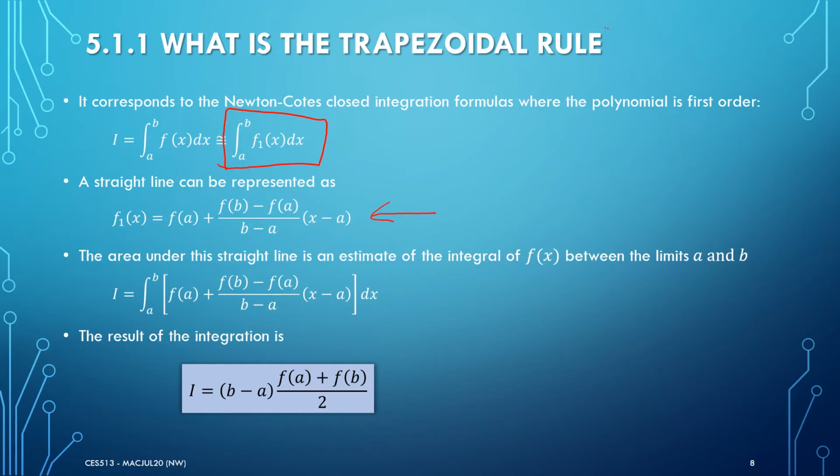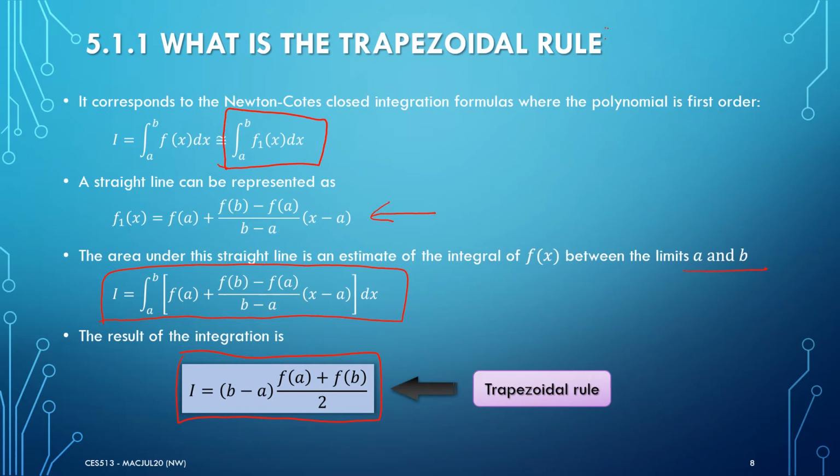Okay, so the area under this straight line is an estimate of the integral of f(x) between the limits of a and b. So that's the integration. The result of the integration is equal to I. Here in the box, I equals (b minus a) multiplied by (f(a) plus f(b)) divided by 2, and that is called the trapezoidal rule.